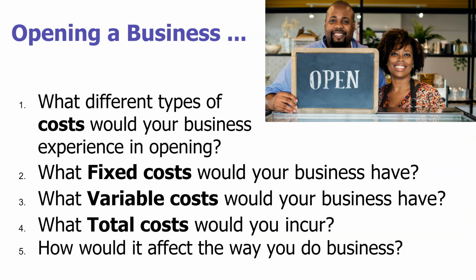Now, how is that going to lead to a different experience for you and your business? The fixed costs that your business would have, depending on the type of business you have, versus the variable costs, and then your total costs in terms of what you would incur. Think about the type of business you would open. Maybe it's a plant store, maybe it's a pizza shop, a coffee shop, a donut shop, whatever the case may be. And how that affects your total costs, your fixed costs, and your variable costs. And remember, your total costs should equal your fixed plus your variable. And then how would it affect the way you do business?